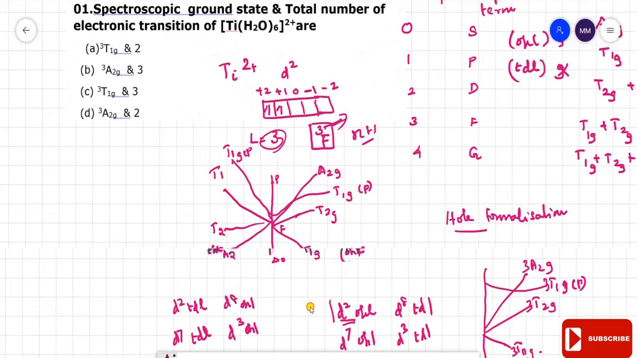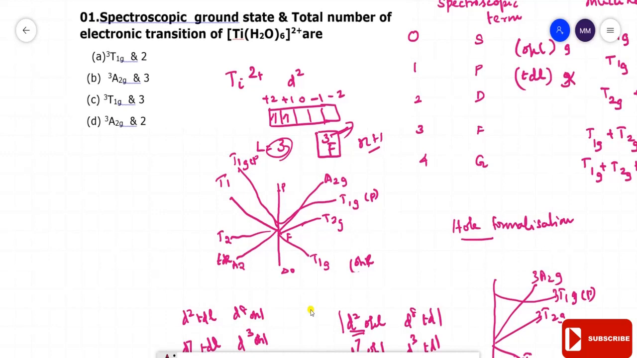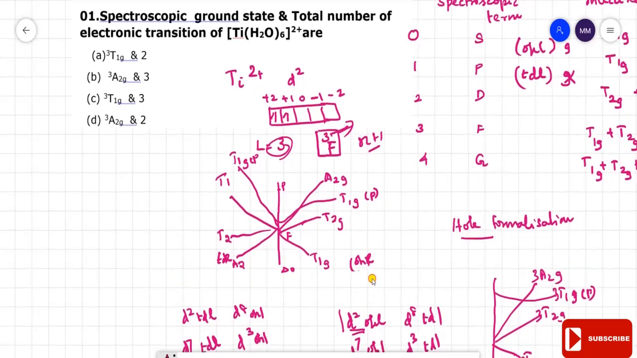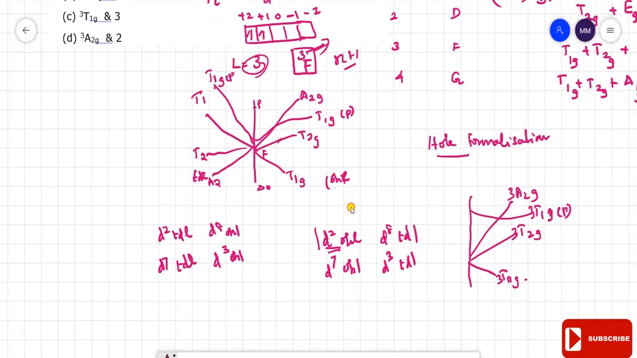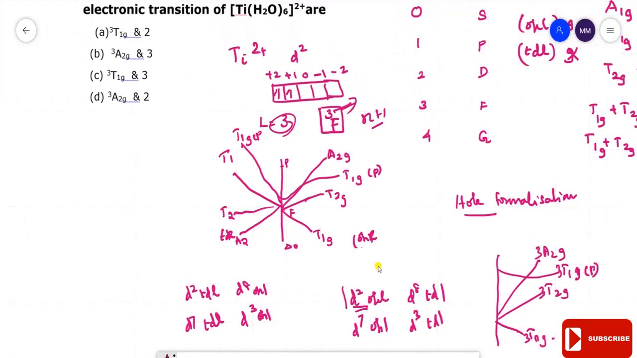Now come to the question. In the question, the spectroscopic ground state and total number of electronic transitions. The ground state electronic transition is the lowest level that we get, which is 3T1g. Okay. So 3T1g, this is your answer. So 3T1g.